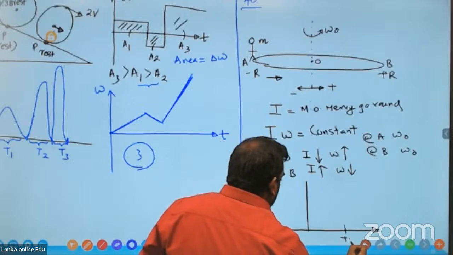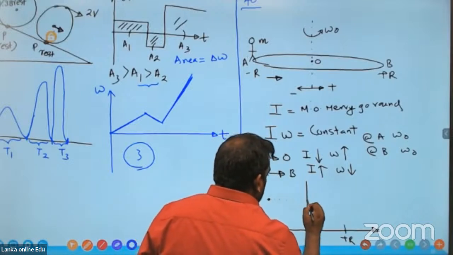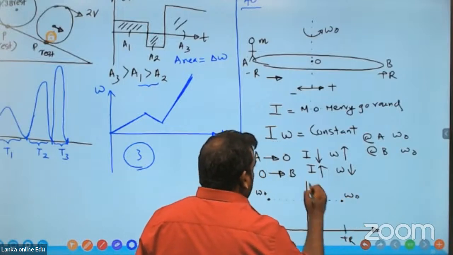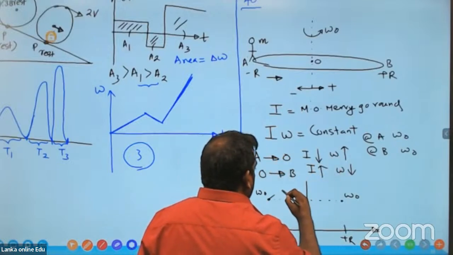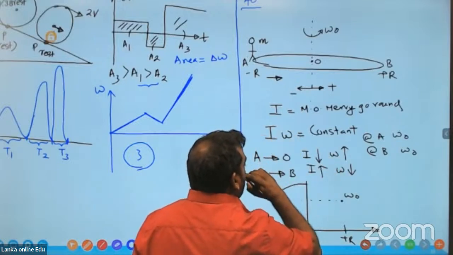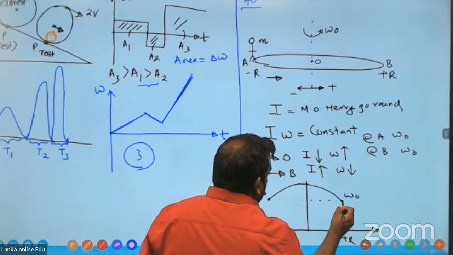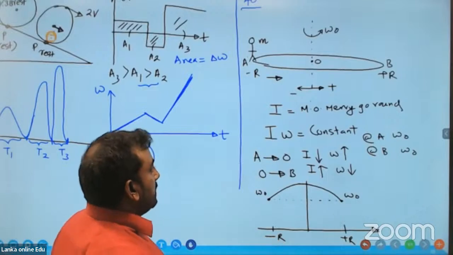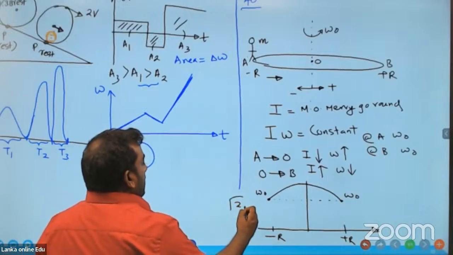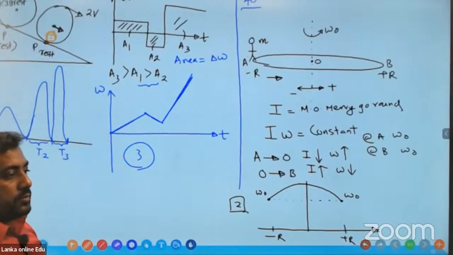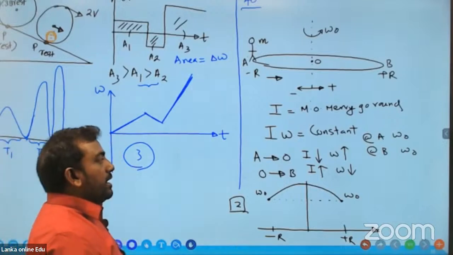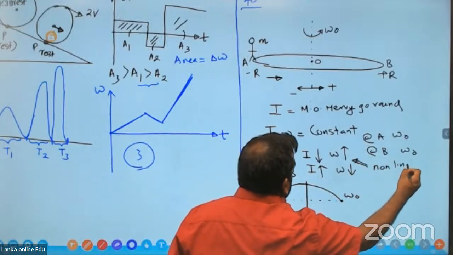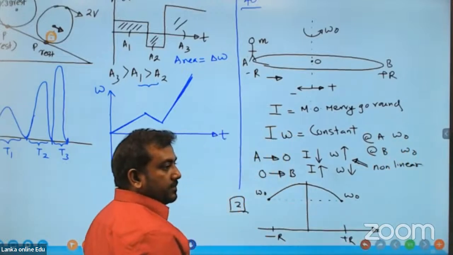Minus r to plus r. Here omega naught, here omega naught. The moment you come closer, omega will increase, maximum at the center. Again, going away, it will decrease. This variation means the correct answer is answer number 2, and it is guaranteed a non-linear variation.